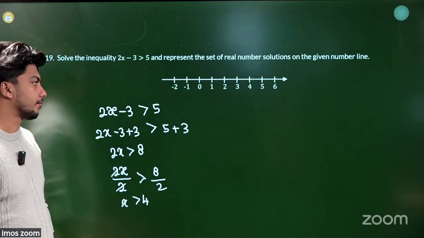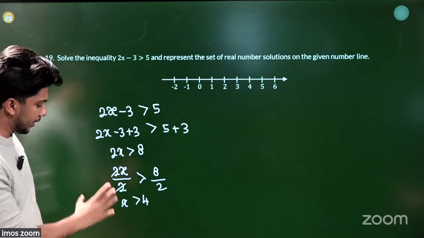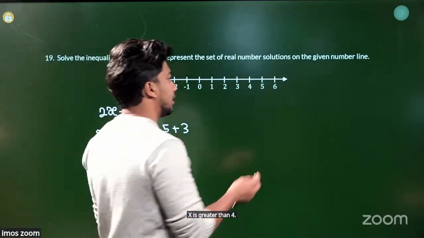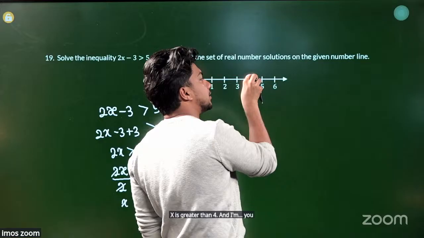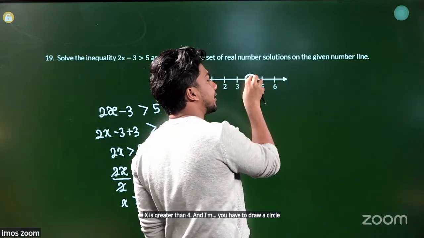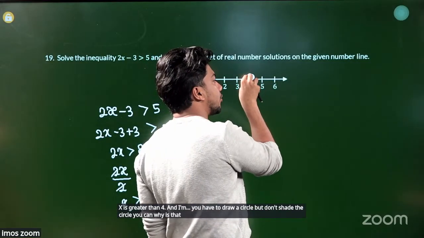All right. X is greater than 4. You have to draw a circle, but don't shade the circle. Why is that? 4 is not a solution.